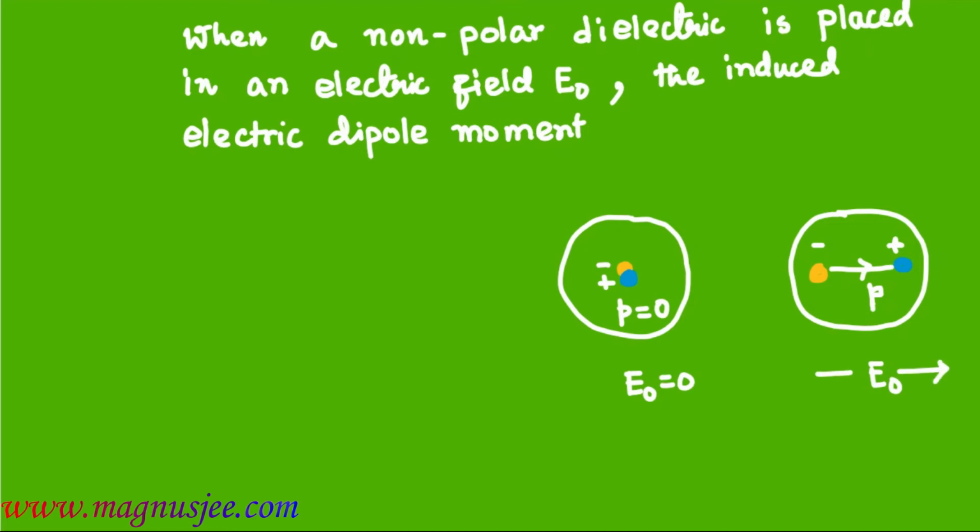So here, electric field E0 is acting towards right. Center of positive charge will be pulled in the direction of electric field E0, and center of negative charge will be pulled in the opposite direction of the electric field E0. And dipole moment small p will be induced in each molecule of the dielectric material. Here, due to application of the external electric field, nonpolar dielectric material will be converted into polar dielectric.